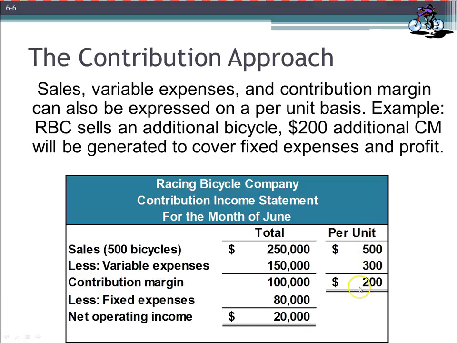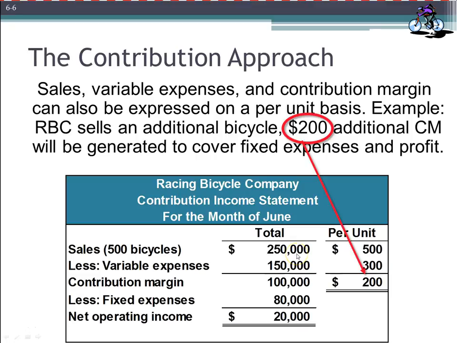Spend some time and really understand the relationship between sales, variable expenses, and that contribution margin. And in particular, let's focus in on the per unit numbers at this point. Real important, once you come up to a per unit contribution margin amount, you've got a real important piece of information as to profitability. In our example here, if our company sells an additional bicycle, there'll be $200 of additional contribution margin generated. And that can be used to cover our fixed expenses. And more importantly, that's an extra $200 in profit that the company will earn just by selling one more bike.